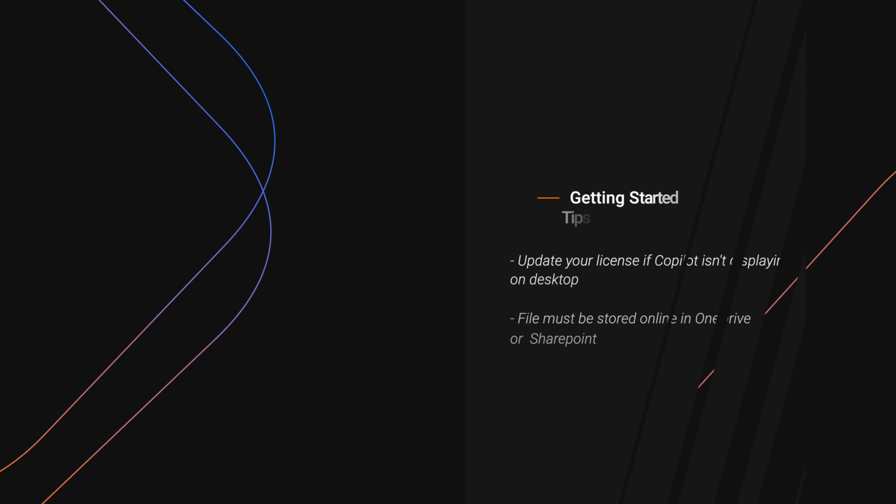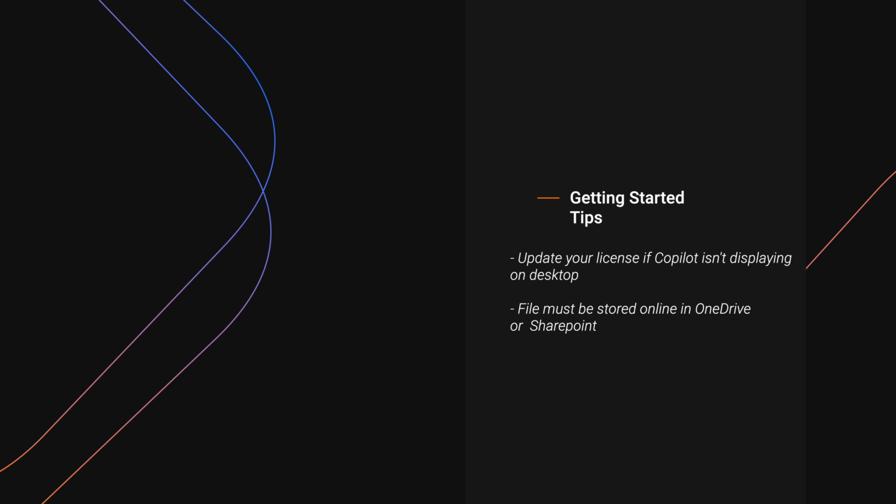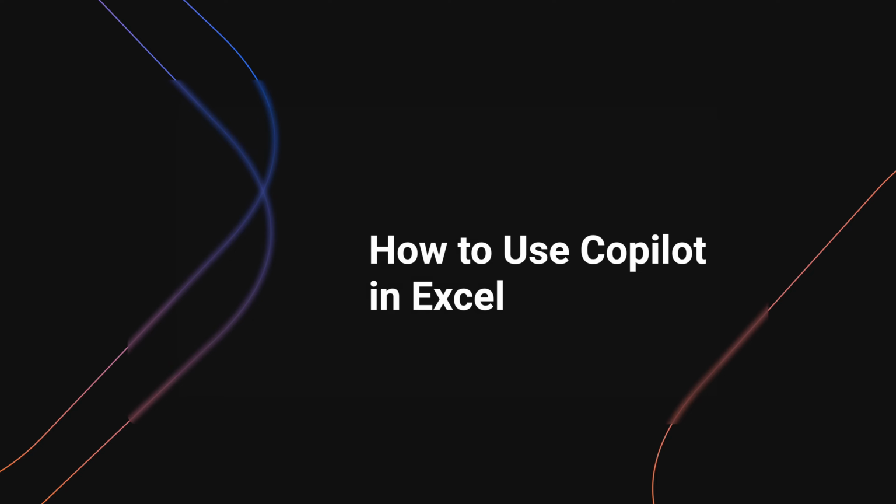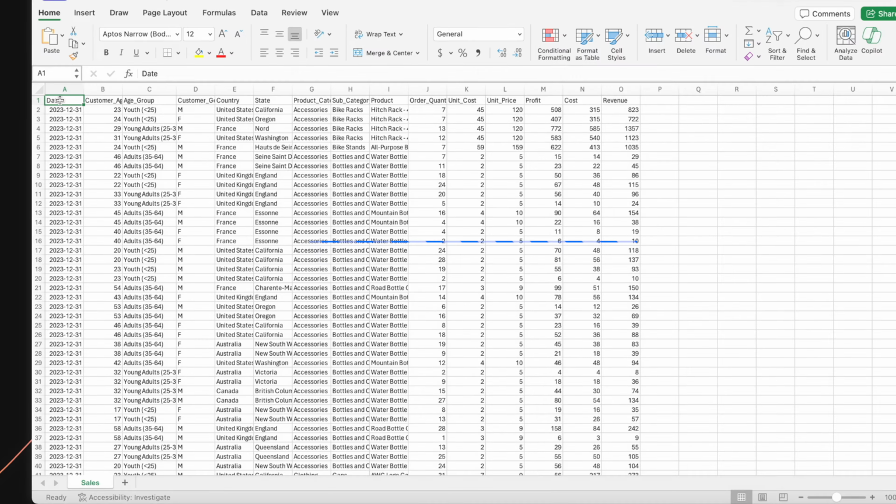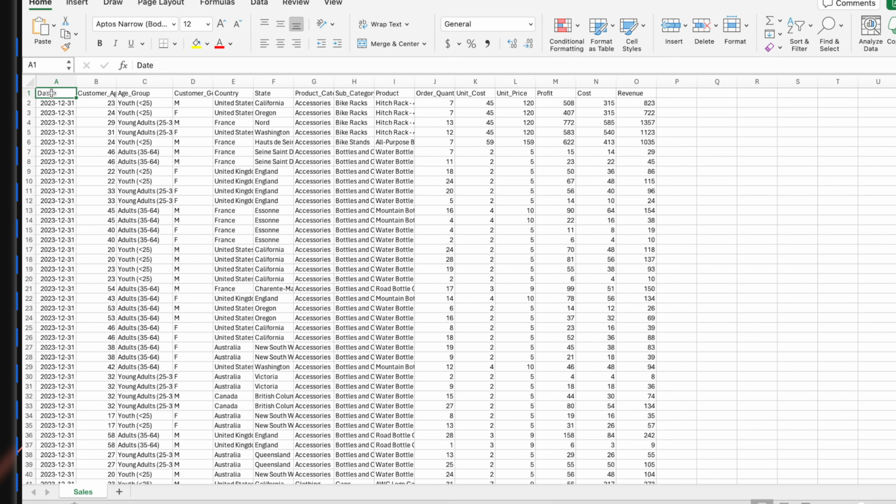Another important note is that files you want to use with Copilot must be stored online either on OneDrive or SharePoint. Okay, now let's dive into how to use Copilot in Excel with a series of real-world use cases. For this tutorial, I'll be using this sales dataset from Kaggle.